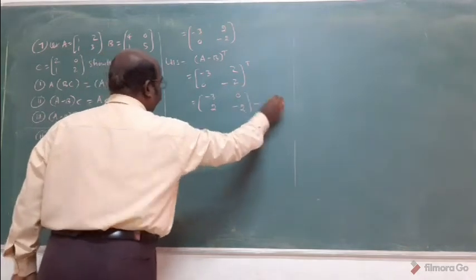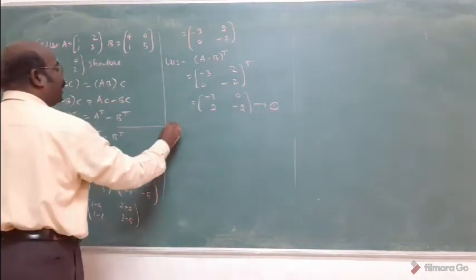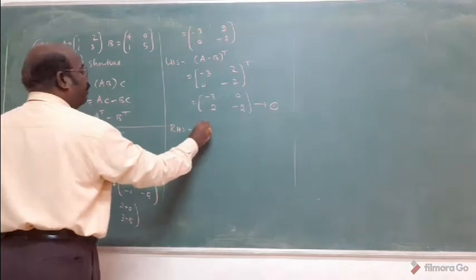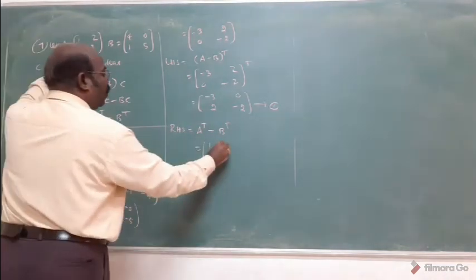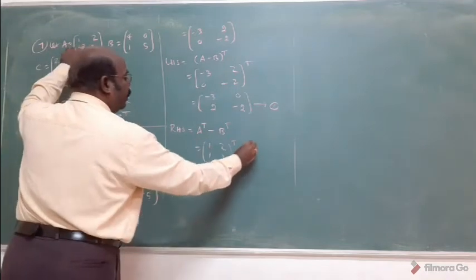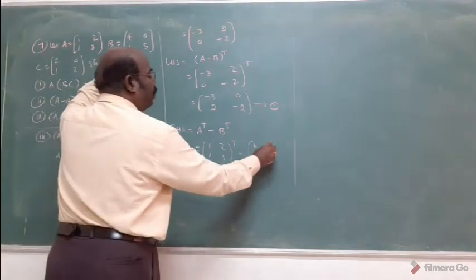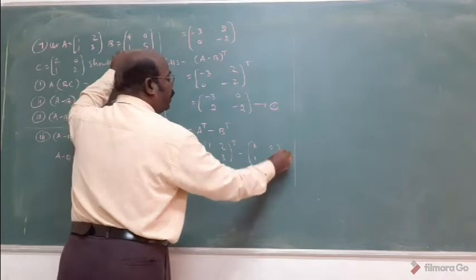This is the first answer. Now that is the answer. RHS is equal to A power T minus B power T. A is what? Given 1 2 1 3 power T, minus B is what? 4 0 1 5 power T.